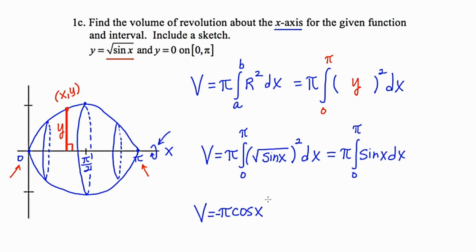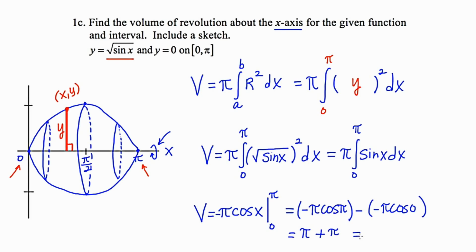And because this is a definite integral, I'm going to use this notation to indicate the values that I'm going to substitute in. And I'm going to start with pi. So this is going to be negative pi cosine of pi minus negative pi times the cosine of 0. And doing one final substitution here, cosine of pi is negative 1. Negative 1 times negative pi would be pi. And then the opposite of a negative would be plus pi. And then the cosine of 0 is just 1. So our final answer here is just going to be 2 pi.